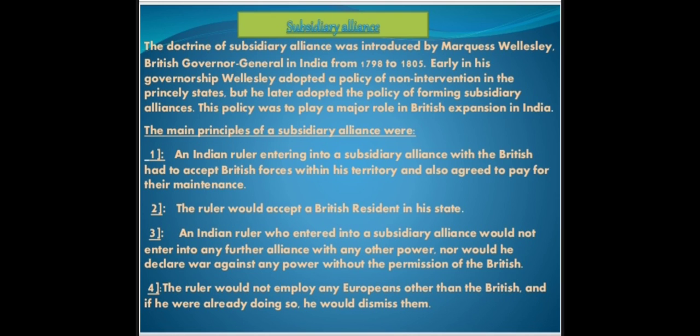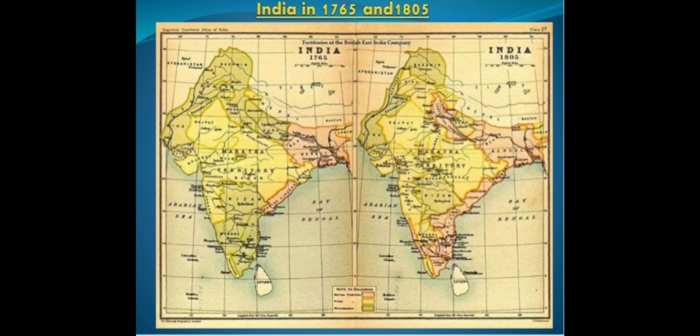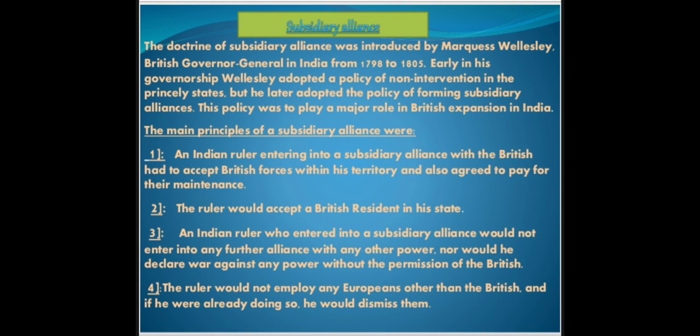Subsidiary alliance. The doctrine of subsidiary alliance was introduced by Lord Wellesley, British Governor General in India from 1798 to 1805. Early in his governorship, Wellesley adopted a policy of non-intervention in the princely states, but he later adopted the policy of forming subsidiary alliances. This policy was to play a major role in British expansion in India.